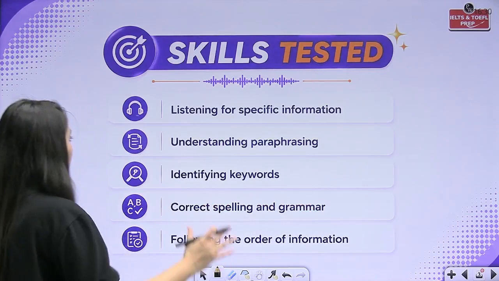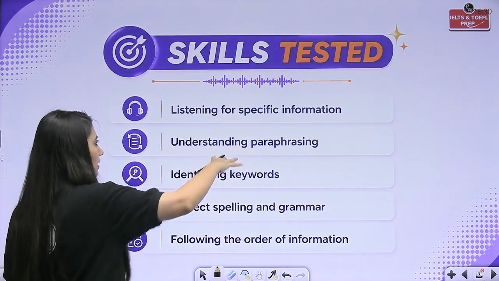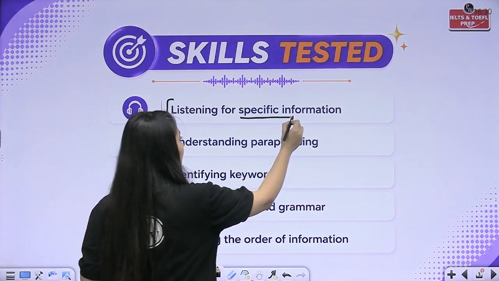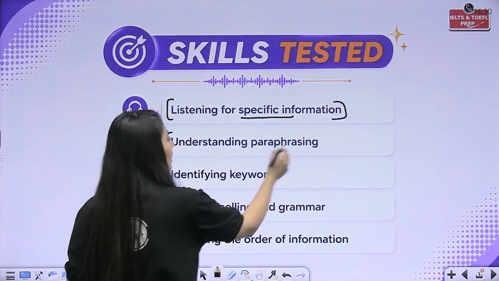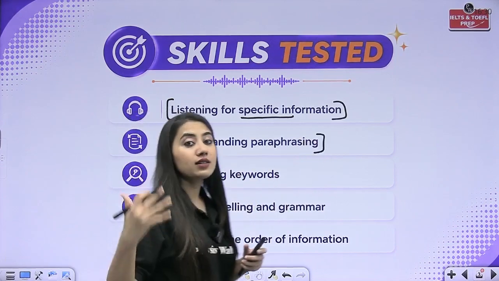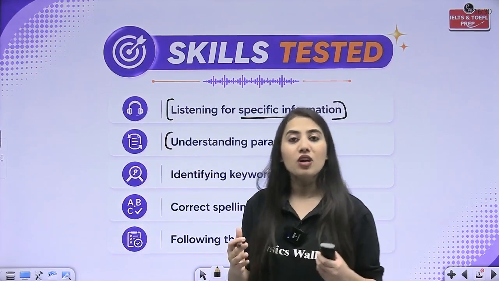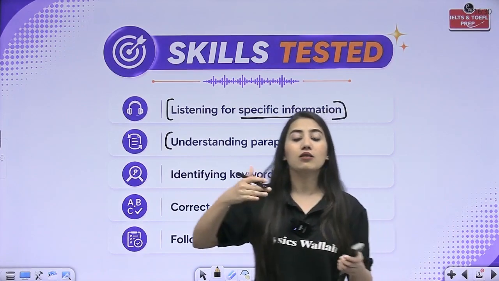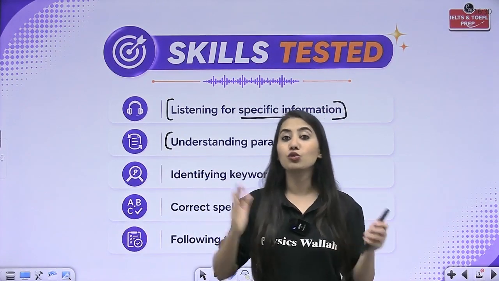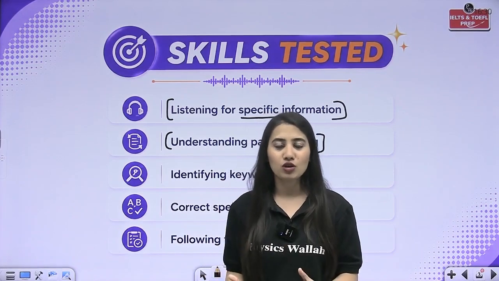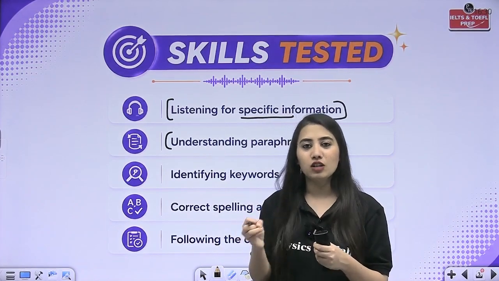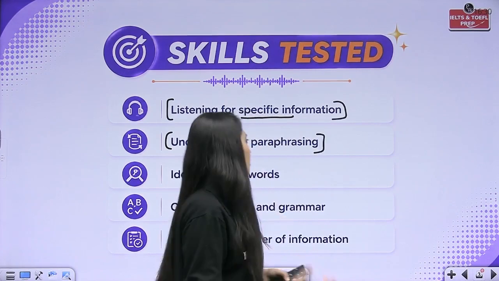All right, now what are some of the skills tested in this? Listening for specific information is tested, and understanding paraphrasing. You need to understand what paraphrasing is. Generally, they don't give you the exact words, exact language used in those questions. They give you paraphrasing language, so you need to understand it well. All of these things are tested.